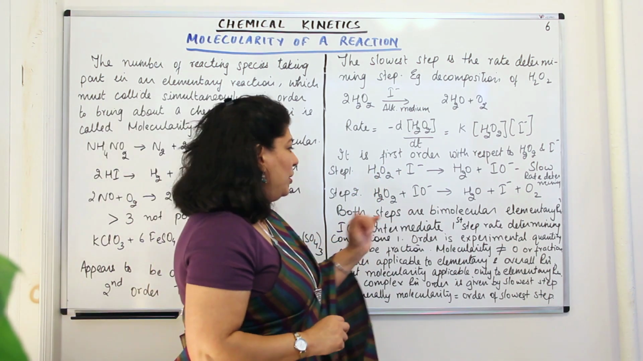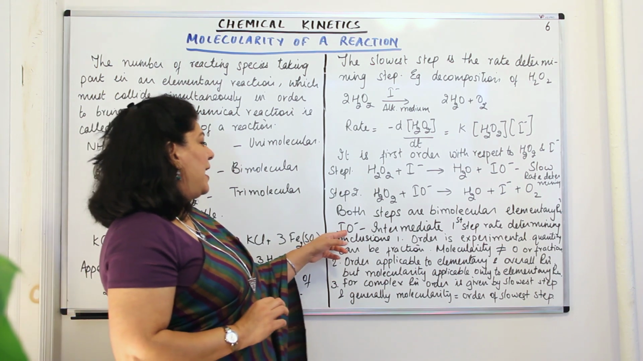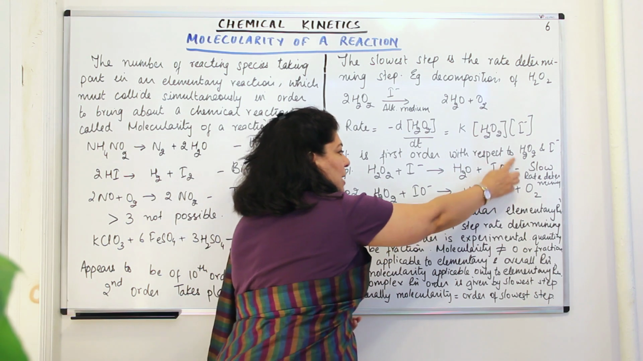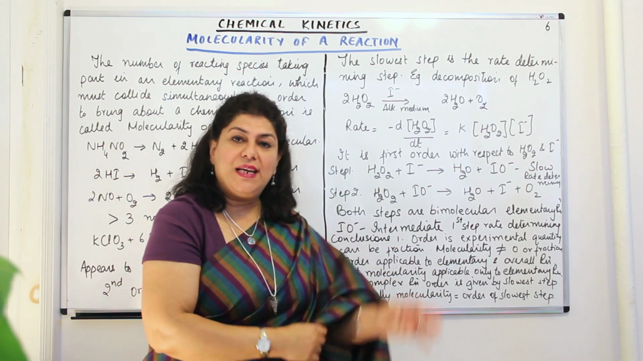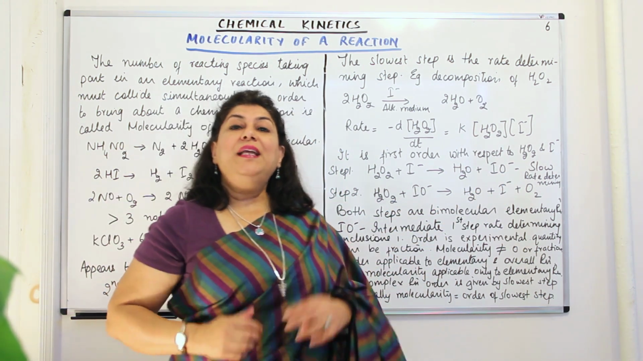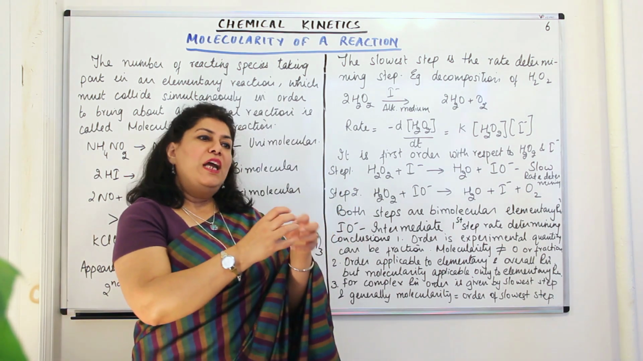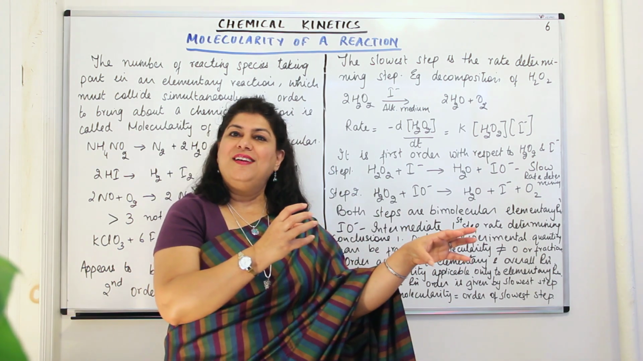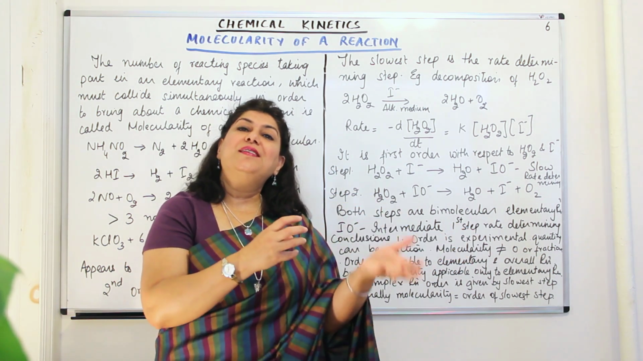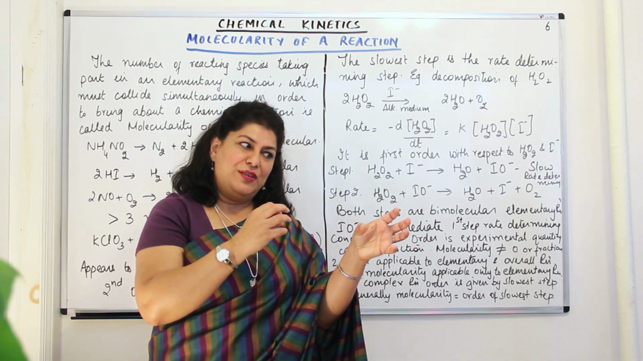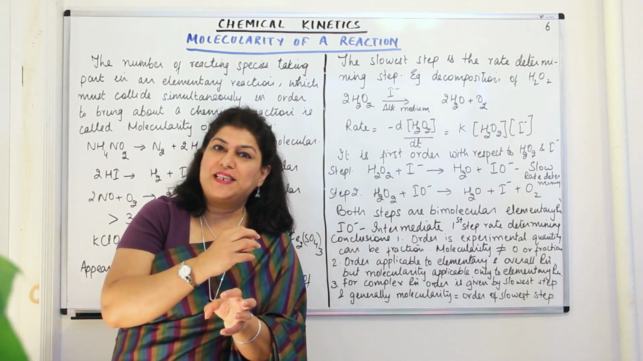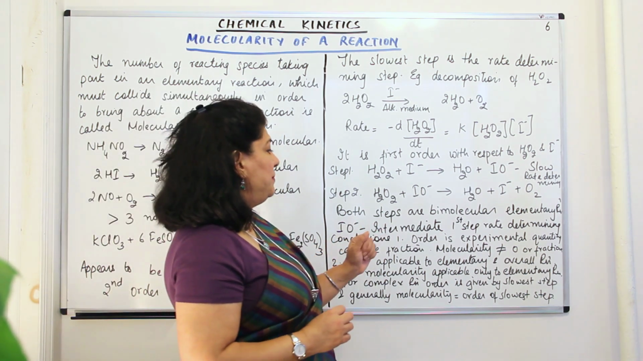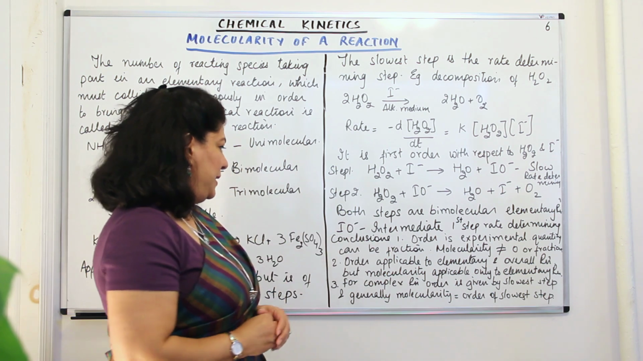So these are bimolecular elementary reactions, and IO- is an intermediate. We started with I-, but we got IO-, which was an intermediate. What is an intermediate? Something that was formed in the middle. It was an entity that appeared in between and then it left. It disappeared in the second step. So it was produced in the first step and it was consumed in the second step. So it was only an intermediate. So IO- was an intermediate and the first step is the rate determining step.